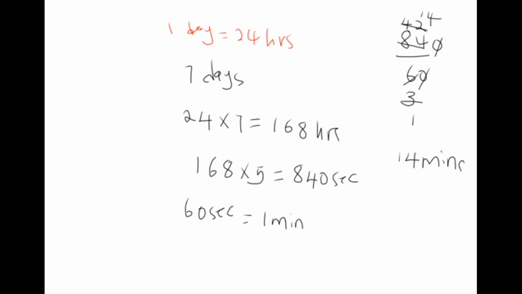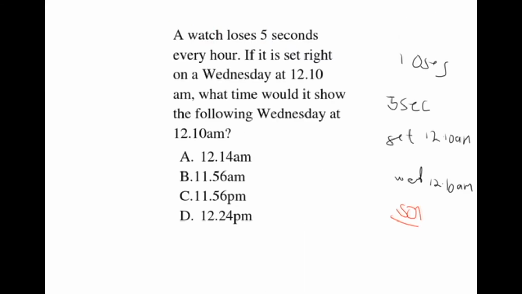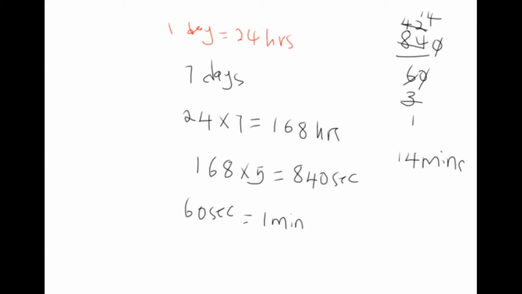Then, the question asks us, at what time will it show the following Wednesday at 12:10 a.m.? Remember, now we have found that the watch here loses 14 minutes. Therefore, we are going to subtract 14 minutes from 12:10 a.m. Therefore, we shall have 12:10 subtract 14 minutes.